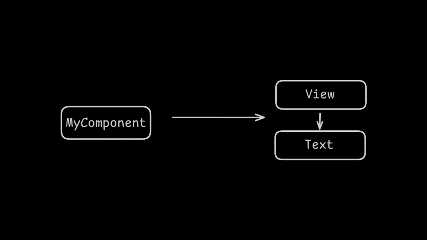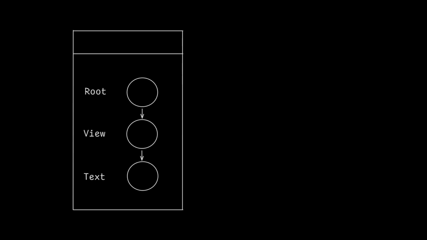In the first step, React recursively reduces this component to React host components until it cannot be reduced any further. In this example, my component is a React component and view and text are React host components. Now that they are reduced to their primitive forms, a React element tree is formed. This tree exists entirely on the JavaScript thread.